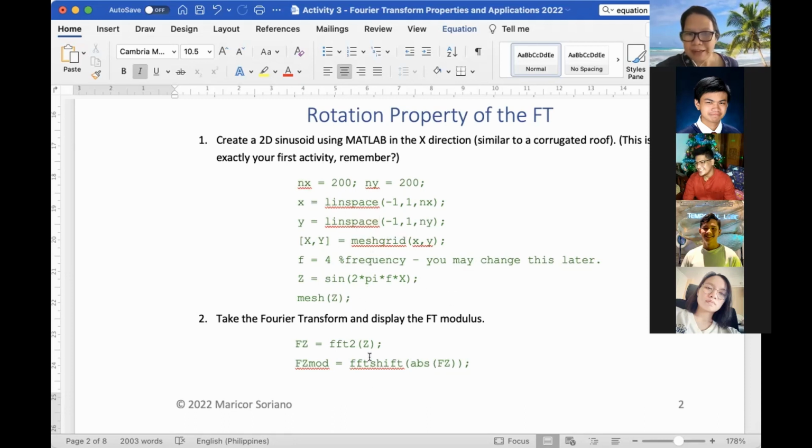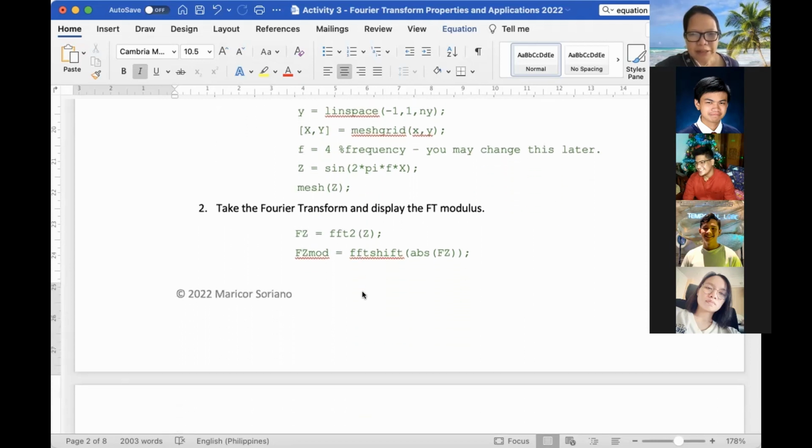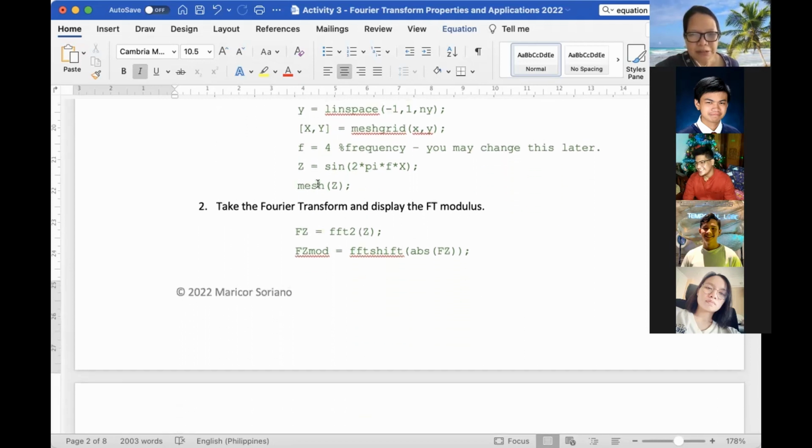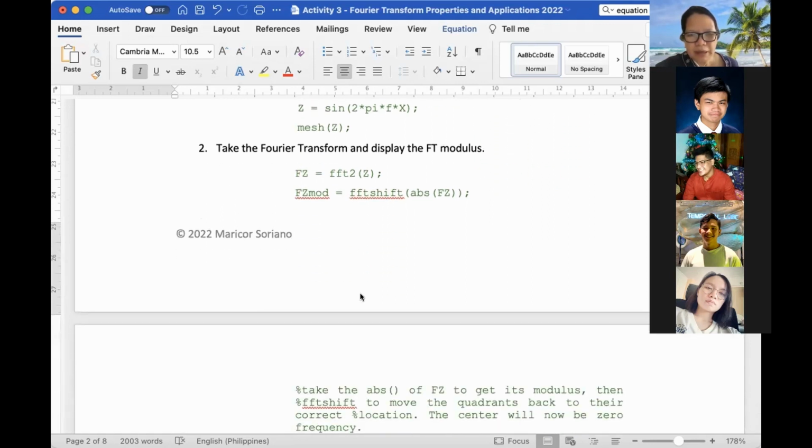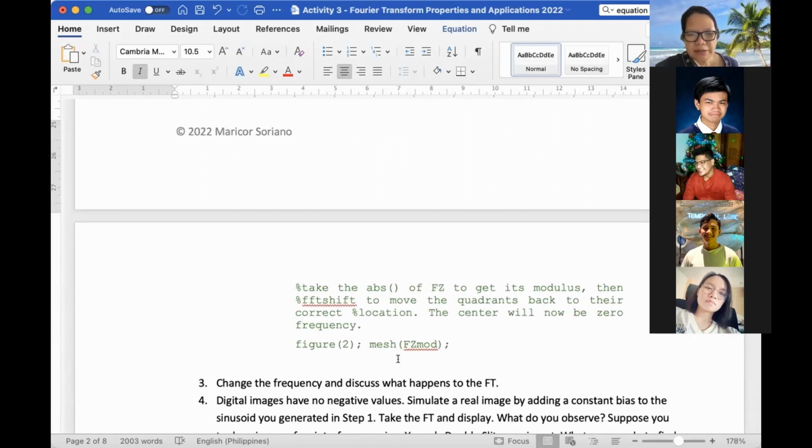So we apply this code in, say, MATLAB. Ganito mag-Fourier transform. Aba, tawagin mo na. Kunyari, Z yung ating two-dimensional sinusoid, sin 2 pi fx. Then fft2 of Z, that's it. Tapos i-abs mo yung FC, remember, para makuha natin yung modulus. Tapos i-interchange mo yung quadrants nila, fftshift. And voila, you can do that.